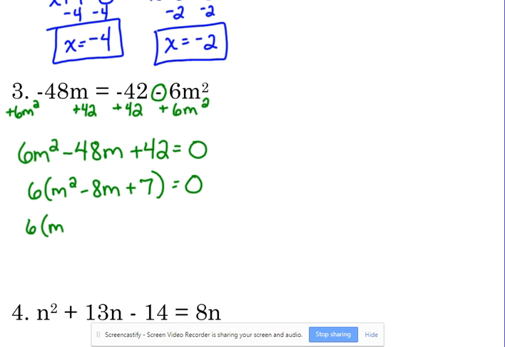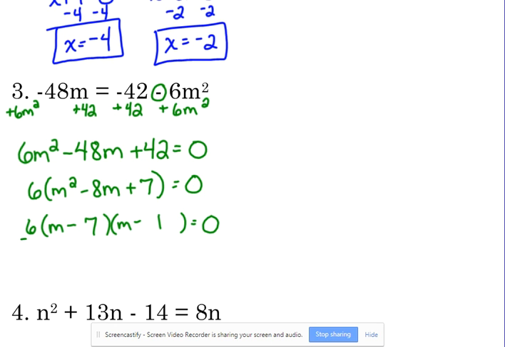Okay, so we've got a minus and a plus, so that means that the signs are the same and they're both negative. And 7 times 1 is 7. 7 plus 1 is 8.